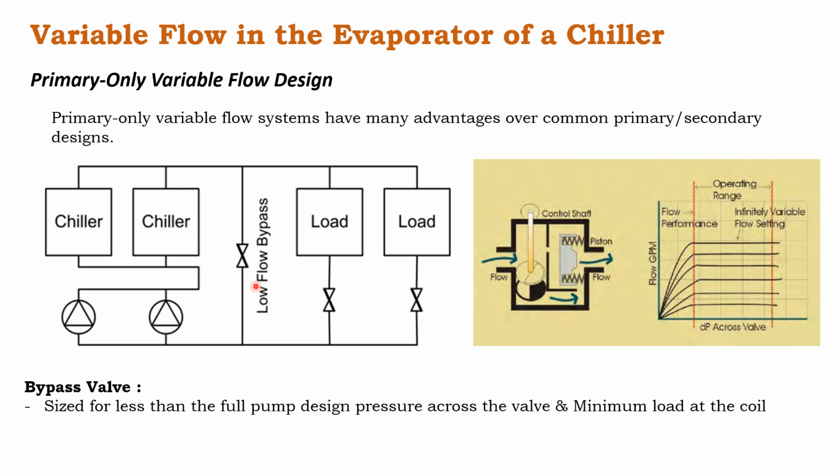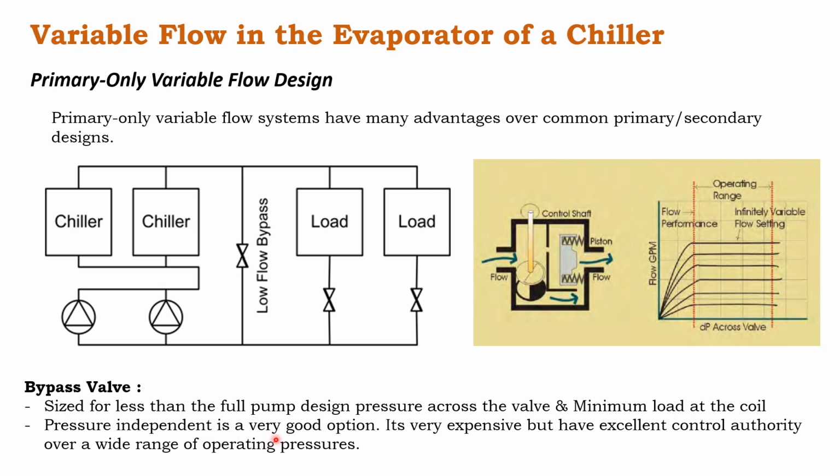One, it has to be sized for less than the full pump design pressure drop across the system. It has to be designed for the minimum load requirement of the cooling as well. Instead of selecting it for the same header size or pipe size, I can go for less than the full pump design pressure. The second is that the pressure independent valve is a good option. We know it is expensive, but it has excellent control authority over a wide range of operating pressures. There are many suppliers available in the market who are good for pressure independent control valves.